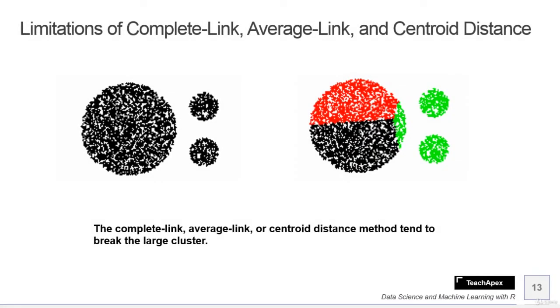Next we have the limitations of complete link, average link, and centroid distance. As you can see, there is a big circle defined by two circles, and if we use these three methods, we get the red part, black part, and green part, which define the complete link, the average link for the whole circle, and the centroid distance by two green circles. So the complete link, average link, or centroid distance methods tend to break the large clusters. This is how it works.